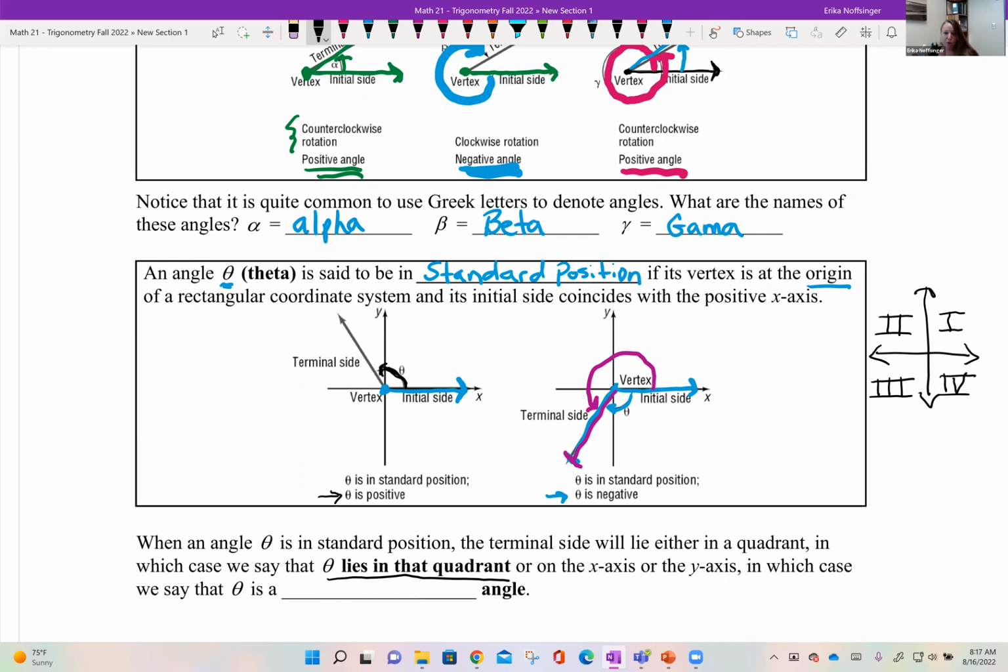So knowing which quadrant the terminal side of the angle is landing in is useful, but it might not land in one of those quadrants. Instead, we might fall on the y-axis, or we might even fall on the x-axis. If that's the case, where our terminal side falls on either the x or the y-axis, we say that these are quadrantal angles.